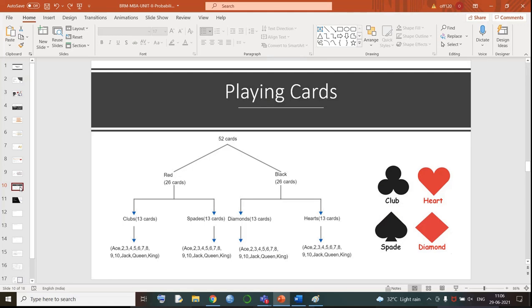Now, out of the total number of cards, tell me how many aces we have. We have one ace in clubs, one in spades, one in diamonds, one in hearts. So how many ace cards do we have? 4 aces. How many twos do we have? We have 4. That means any number or any alphabet is going to repeat only 4 times. How many jacks are there in the 52 cards? Again 4: one club, one spade, one heart, and one diamond jack.